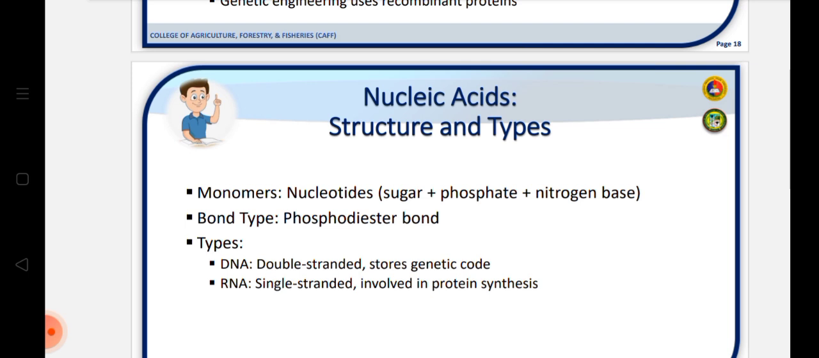So there are two types of nucleic acids that you need to know, and I know you're very familiar with this. DNA, known as deoxyribonucleic acid. This is double-stranded and stores the genetic code. It is responsible for heredity and cellular identity. Next, we have RNA, or ribonucleic acid. This is single-stranded and plays a key role in protein synthesis, acting as a messenger, translator, and regulator.